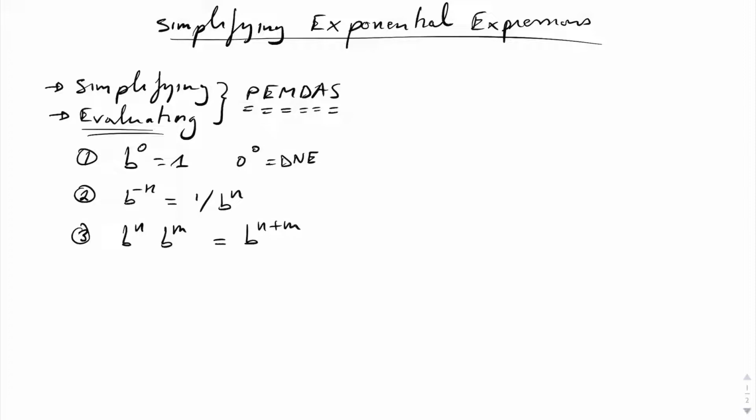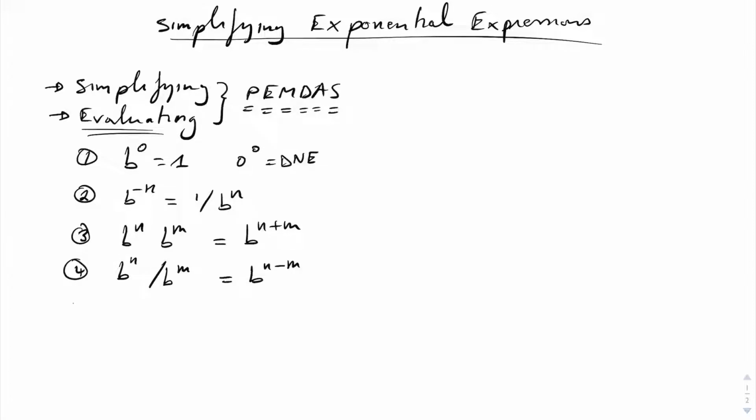So if you have exponential expressions with the same base, you can add up the exponents and make it one base. The fourth one is the same as the third, but it's for division. So if you have exponential expressions that are dividing each other and have the same base, you can subtract the exponents to make one base.